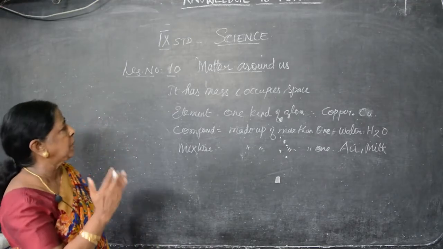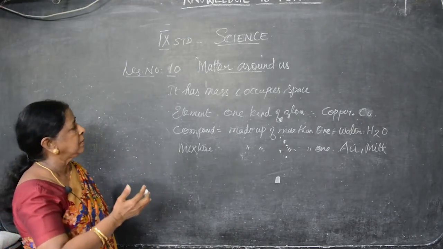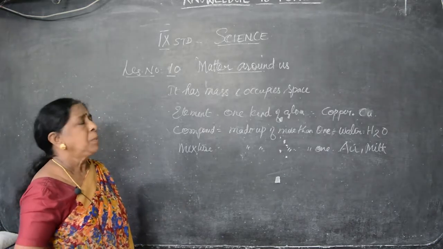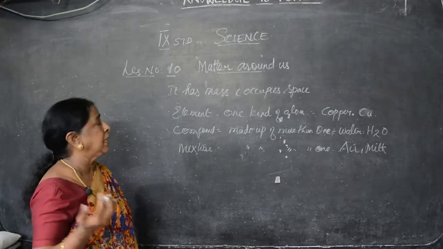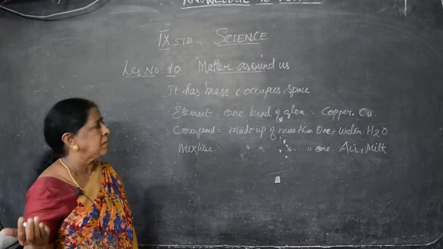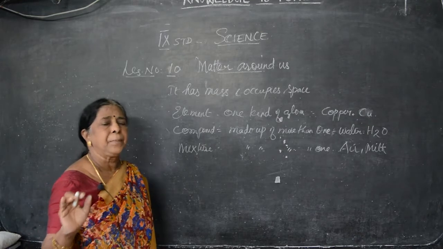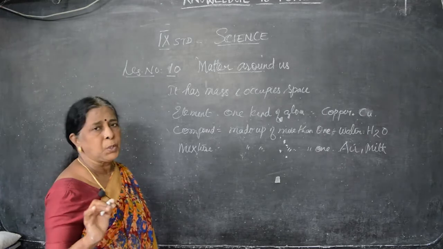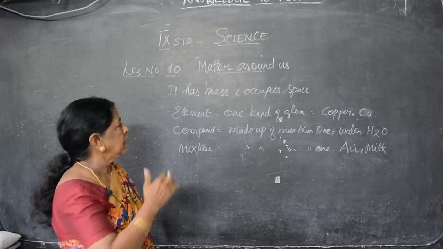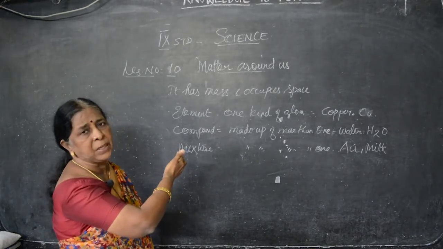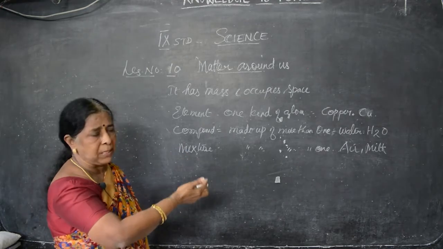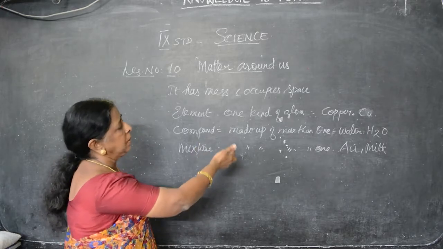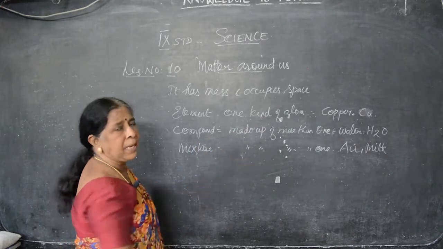We got the definition. What is matter? Matter is something that has mass and occupies space. But sunlight, force, pressure and the like are not considered as matter, because they do not occupy space and they don't have mass. Then element, I said, is made up of only one kind of atom. Compound has more than one kind of atom, and a mixture is the same. What's the difference between compound and mixture? A compound is in the proper ratio, a mixture is in any ratio.